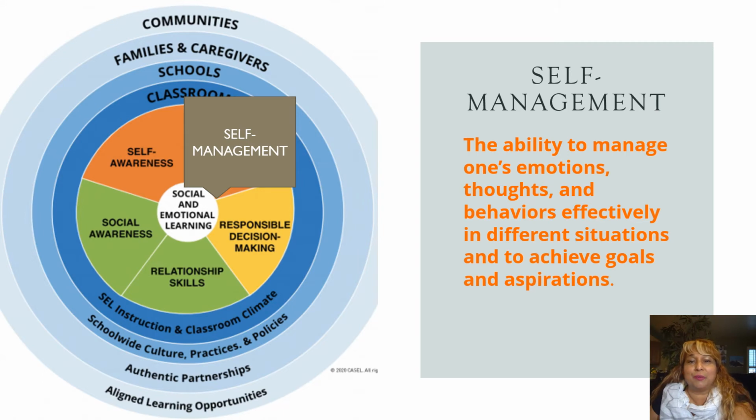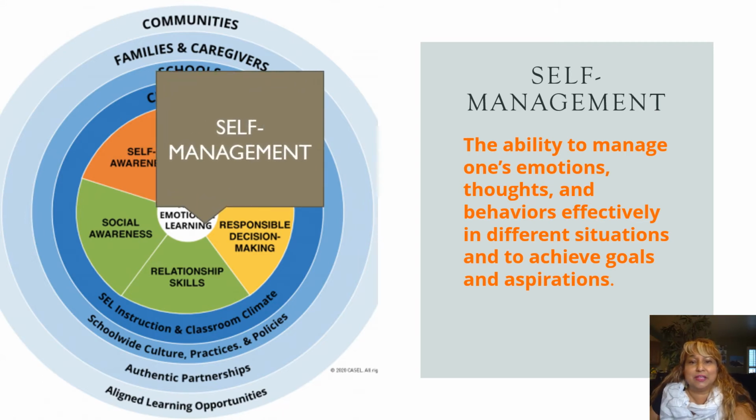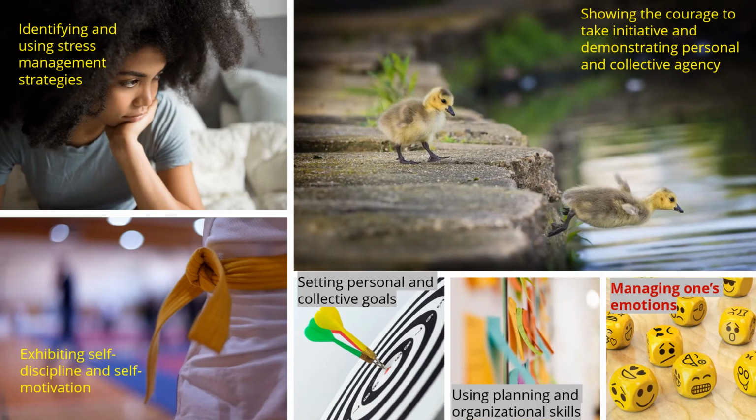So let's move into another competency, self-management. This is the ability to manage one's emotions, thoughts, and behaviors effectively in different situations and to achieve goals and aspirations. So now we're taking a look at managing what we are aware of. Before we were understanding our emotions, and now it's to manage them. So let's take a look at some examples. Self-management includes the capacity to delay gratification, manage stress, and feel motivation and agency to accomplish personal and collective goals. And here are some examples.